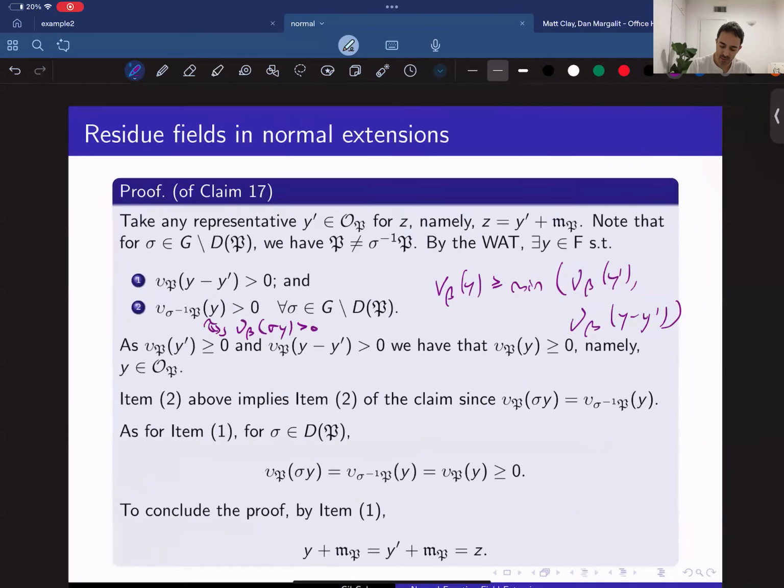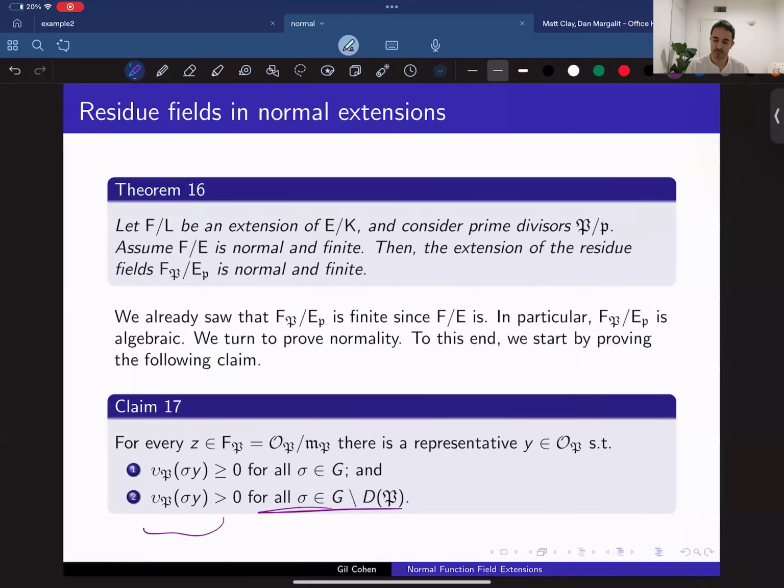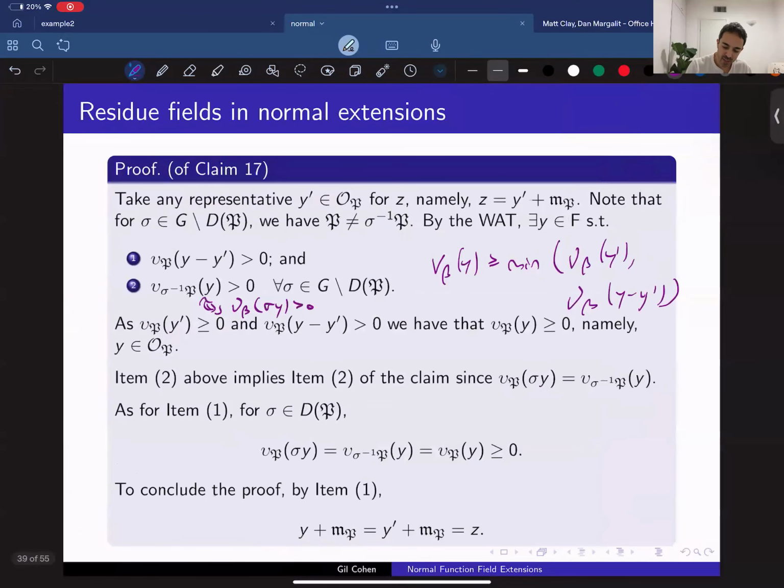These two are equivalent, and this is what's written here. The reason I wrote it like that is so that we can see that I don't like to apply the weak approximation theorem to sigma of y. So I want to find a y such that, I wanted the y to be written here without applying some automorphism on it. And I moved the automorphism here, which also allowed us to see that we are working with different primes.